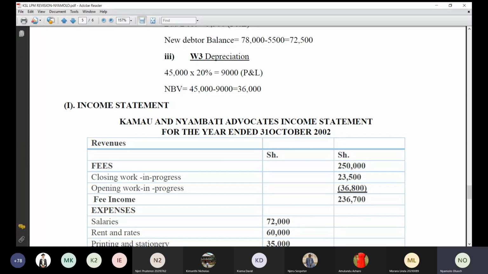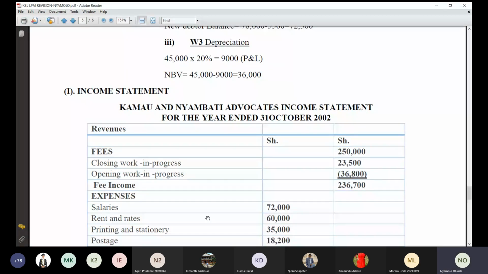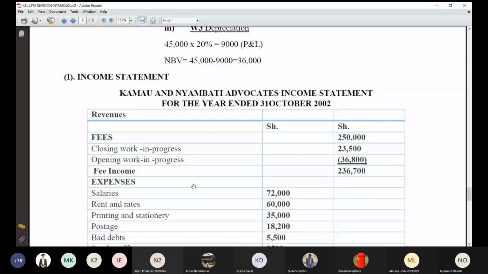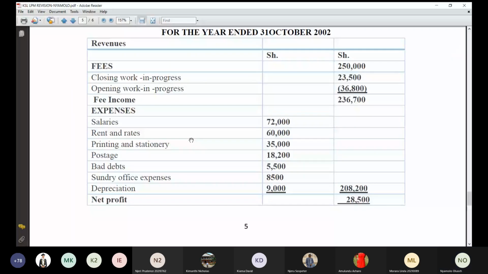Ordinarily, I should have done this working under the working, then the fees of 236. The gist is how to know how to calculate the fee income. Then you can now bring your expenses, salaries. You're just picking directly rent, printing and stationery, postage, the bad debts that you are told that 5,000 of them are going to be written off.